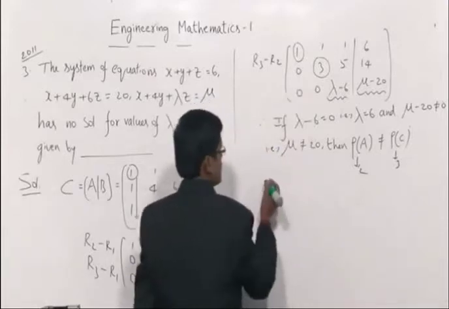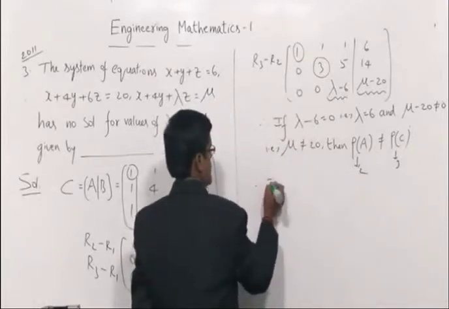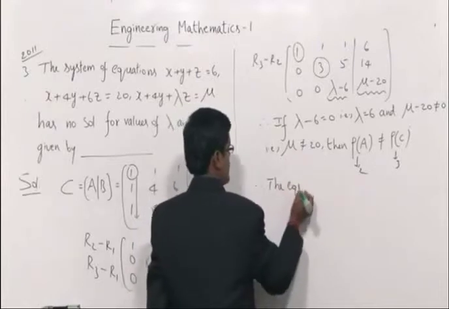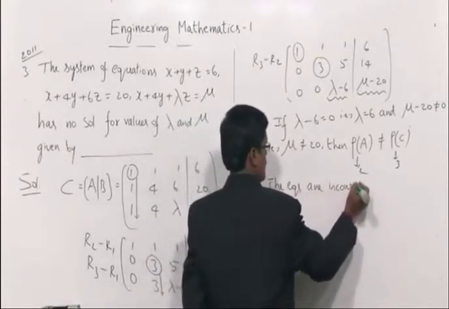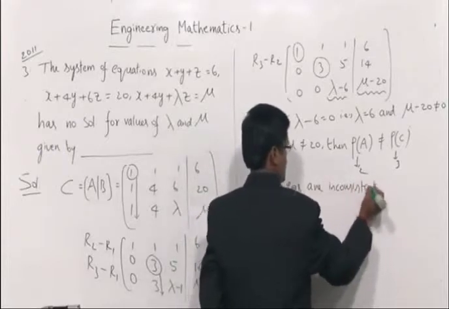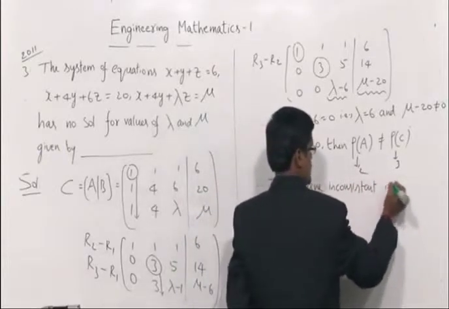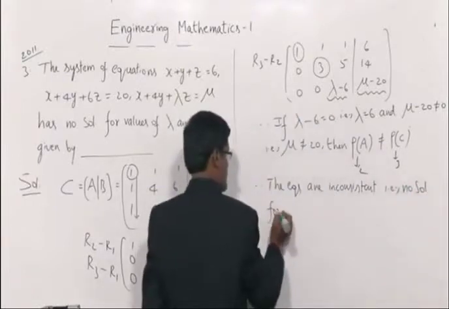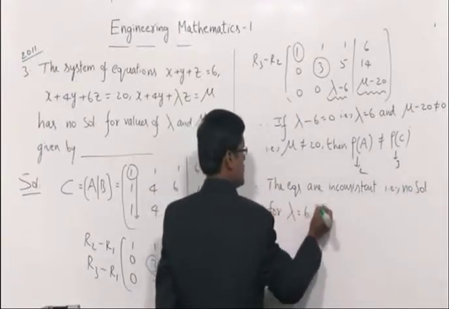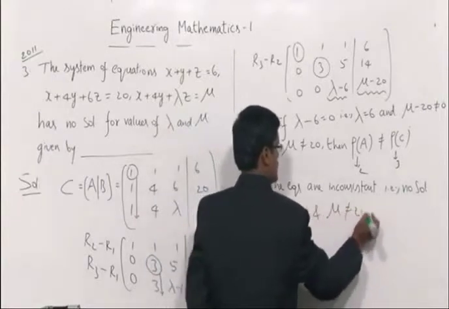Therefore, the equations are inconsistent. That is, no solution for lambda equal to 6 and mu not equal to 20.